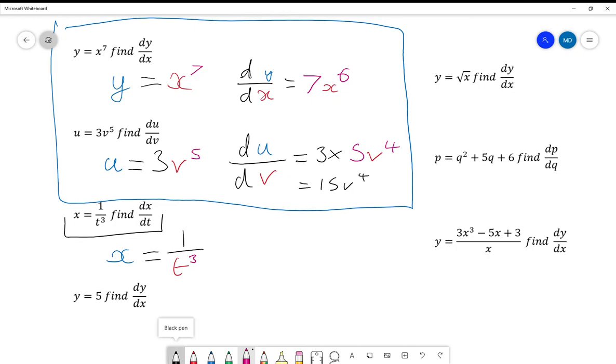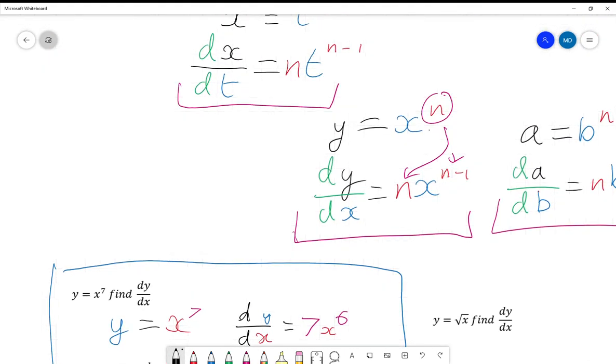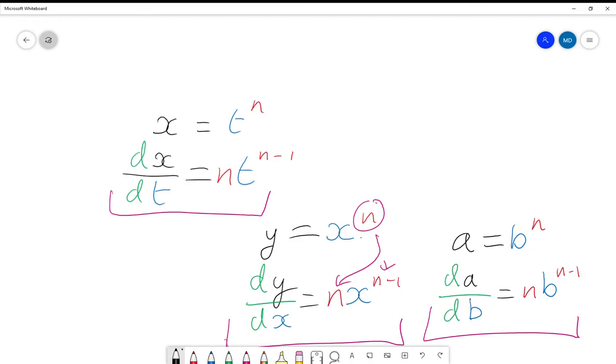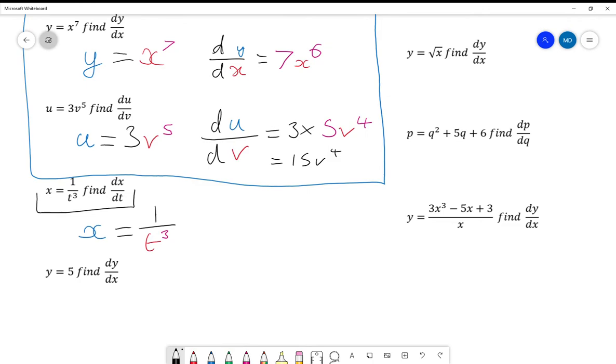But we never found a rule for what happens when we deal with 1 over something, when we deal with a reciprocal type function. This is all when the function is just a simple power. So what we're going to have to do is turn it into a simple power. And there is a nice little rule for this. If you've got 1 over something, it can be rewritten as x equals t to the power of minus 3. And that's one of our power rules, and it's an important one to remember for dealing with something like this. So x equals t to the power of negative 3. And now we can apply the rule.